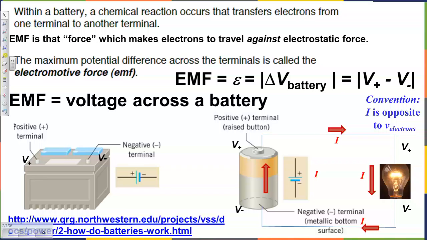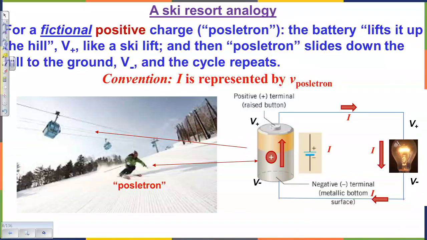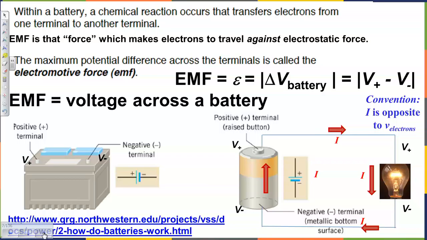Why? Well, demons. Maybe angels, I don't know. Chemical reactions. Anyway, of course, you can find a lot of helpful analogies online. This is one of those analogies which I personally also like. The battery is like a ski lift, you know. And that fictional positive charge is like a skier. To get up the hill, some kind of special work has to be done on it. And then from the hill down to the ground, it just slides on its own. And then again, up, some work has to be done on it, and then on its own.